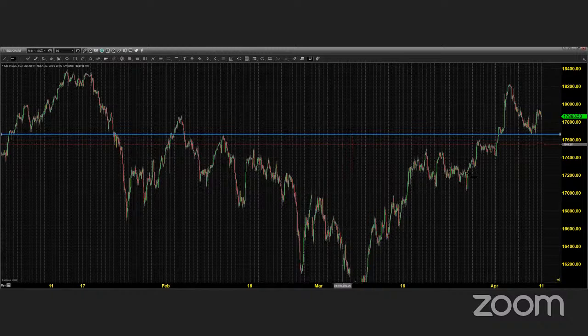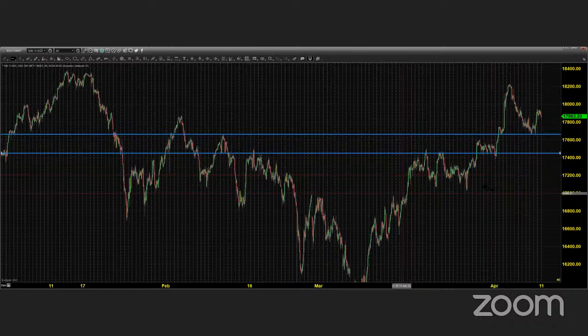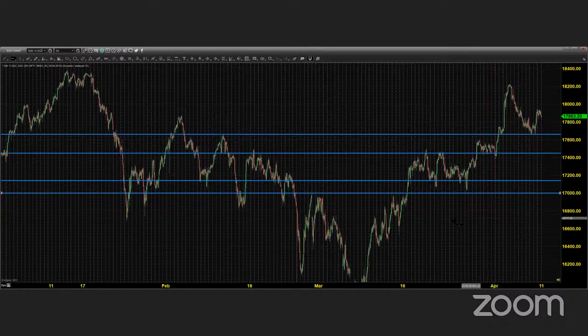Why I have drawn this line, it justifies it's a valuable support. And again, I have drawn another line. It also justifies a valuable support. Here I would like to draw 17,000. So that's all. It's quite simple. You can draw any support and resistance yourself.